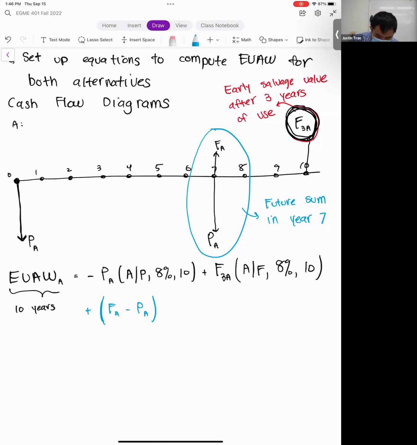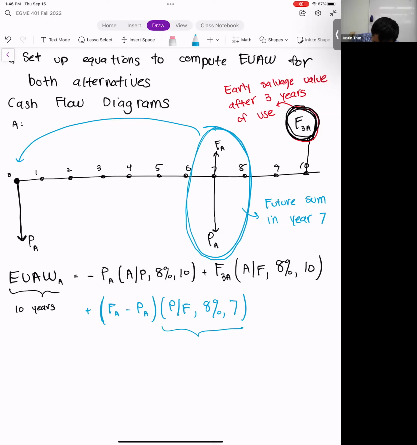And then let's convert. First thing I'm going to do is take this future sum and take it all the way back to year 0. So we have a P over F, 8%, and we're taking this back in time 7 years, so our end value there is 7. So this conversion takes this future sum back to year 0.